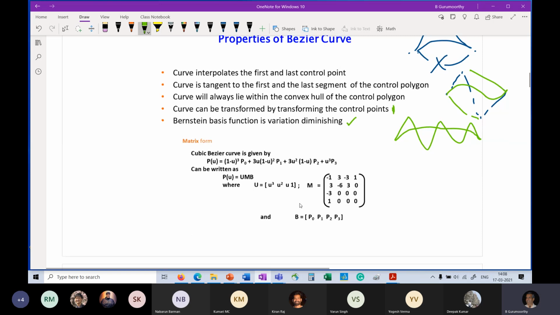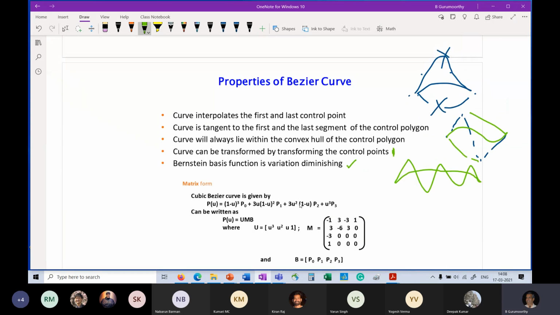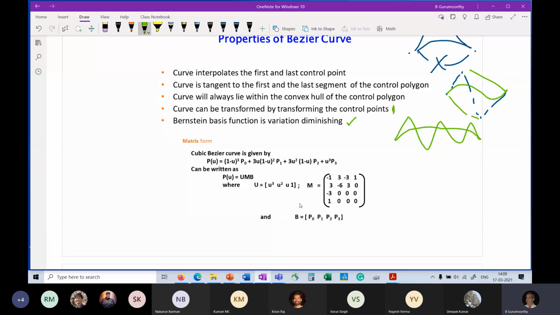Essentially, the Bezier curve provides the user a more intuitive way to define a given shape, because the objective all along, remember, is that there is a shape in the mind of the user, the designer, and one wants to get a mathematical representation for that curve.